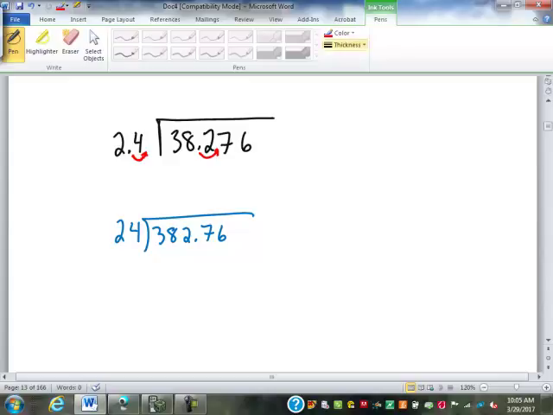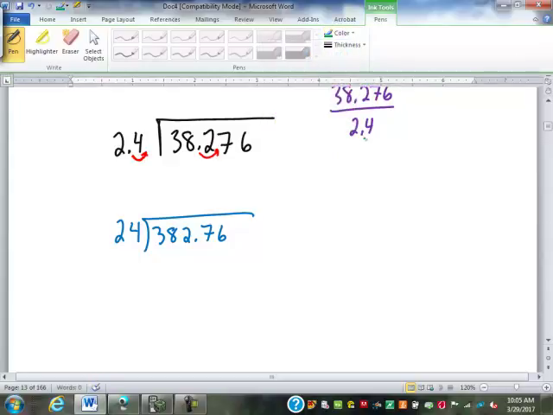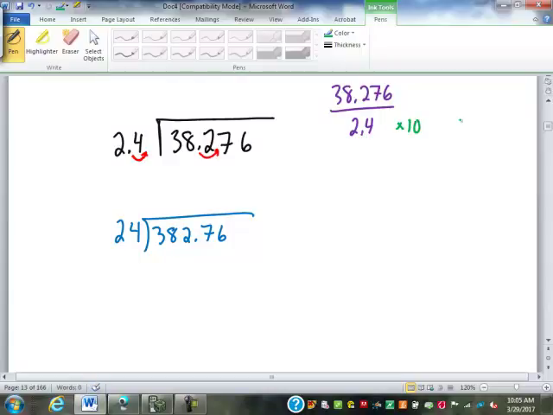The reason we were able to do that, we've mentioned that there is a connection between fractions and division. That division problem of 38.276 divided by 2.4 can be thought of as that fraction. And if we want to get rid of the decimal point in the denominator, what we're really doing is, since there's one decimal place, we're multiplying by 10 to make it a 24. Multiply by 10 up here makes it 382.76. Because if we multiply the denominator, we have to multiply the numerator by the same thing. If there were two decimal places here, we would have multiplied by 100 to move it 2 spots.